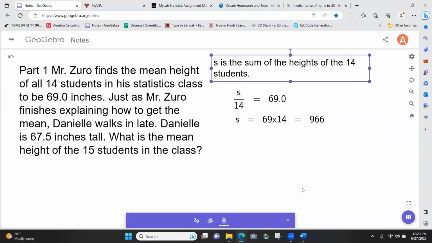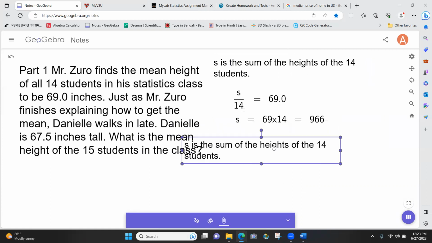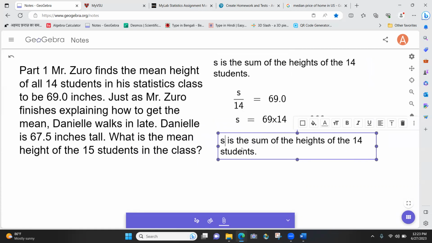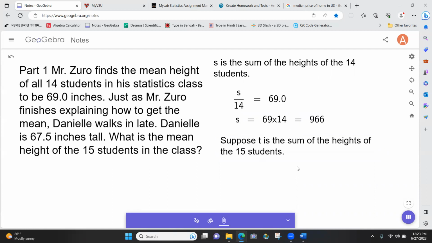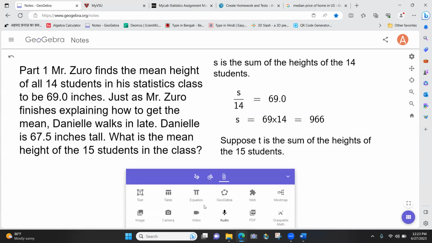Now, suppose the new sum, I'm going to call it T. Suppose T is the sum of the heights of the 15 students. What should that be? Shouldn't T be 966 plus Danielle's height?